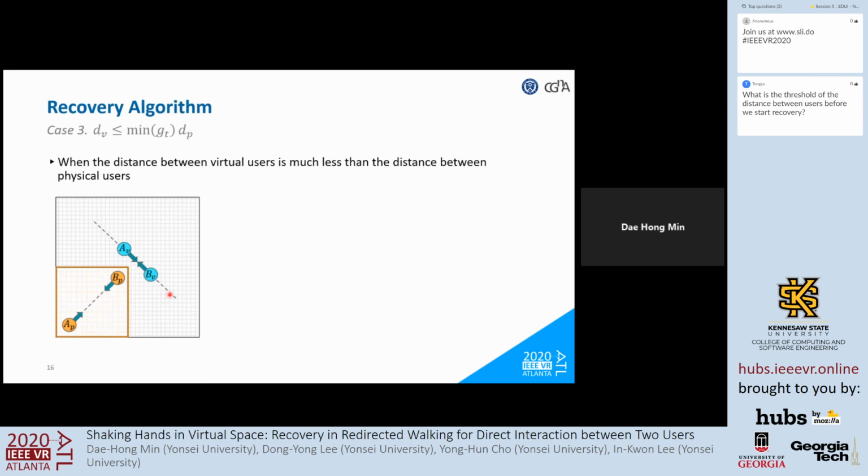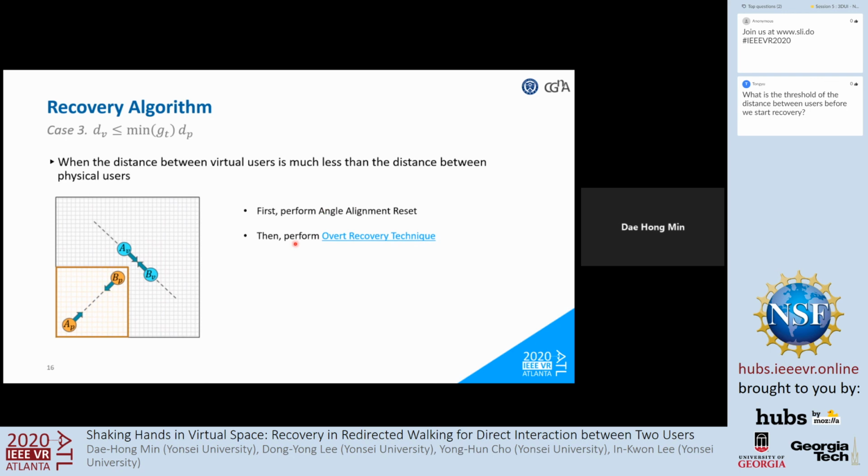The last case is when the distance between two users in the virtual space is significantly smaller than the physical space. In this case, no matter how much distortion is made within the gain threshold, it is impossible to get close in physical space when the two users are close enough in the virtual space. In this case, we first perform angle alignment reset, and next, we use a technique called overt recovery technique.